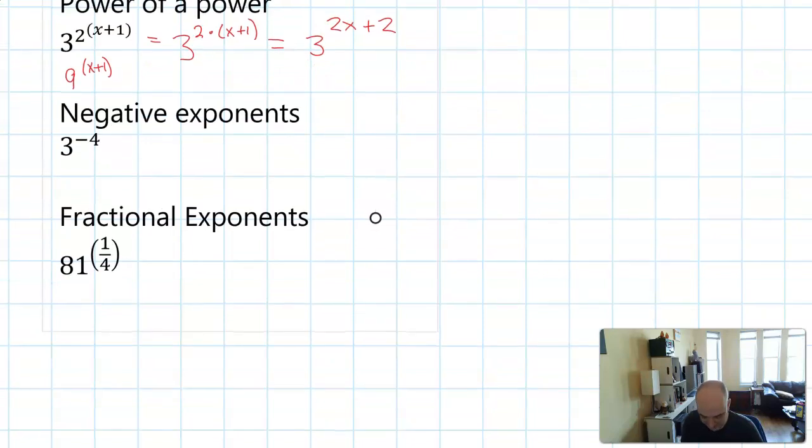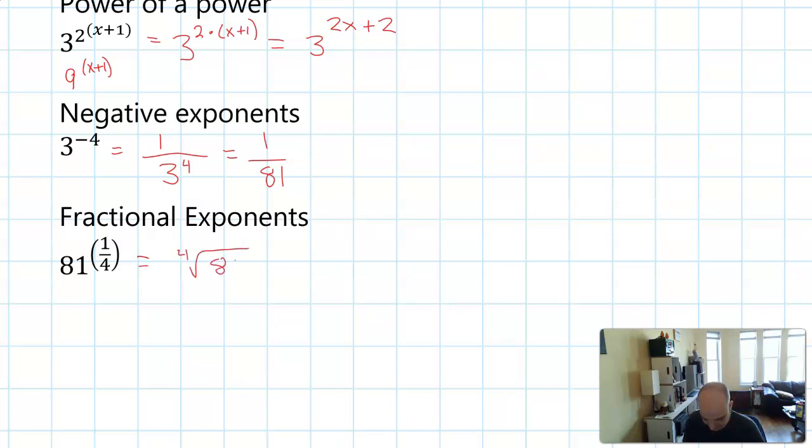If you have negative exponents, that turns it into a fraction. 3 to the negative 4 is the same as 1 over 3 to the 4, or 1 over 81. And fractional exponents are the same as roots. So 81 to the 1/4 is the same as the 4th root of 81. That's asking what number to the 4th power is 81, and since 3 to the 4th is 81, this simplifies to 3.